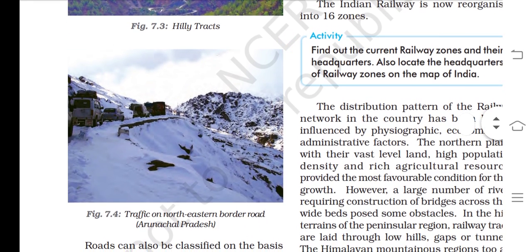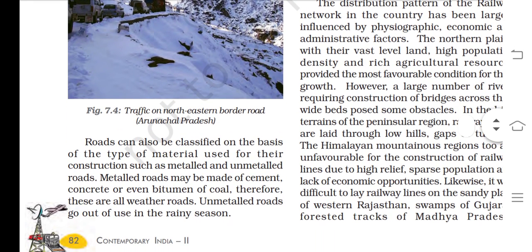Now we come to the classification of roads. Roads can also be classified on the basis of the type of material used for their construction. Means what type of material is being used for the construction of the roads. One is metalled and second is unmetalled. Metalled roads are those roads which are made up of cement, concrete, or even bitumen of coal.